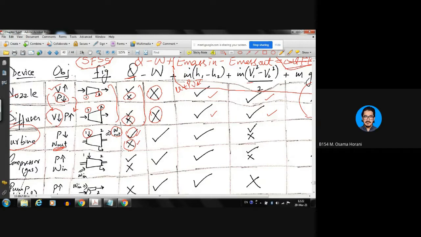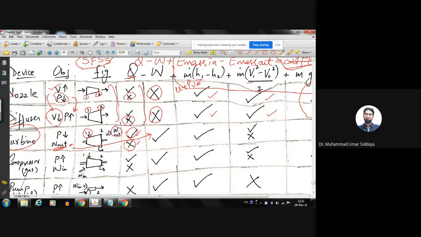Yes. Okay, the next term is W. W will definitely be there because this is one of the objectives of the turbine, to have the work output. If there is no work output, then what's the use of the turbine? So W will definitely be there, and this is basically W out.